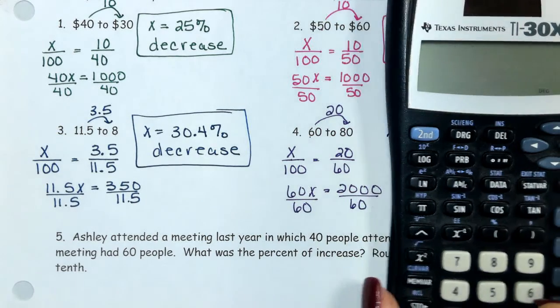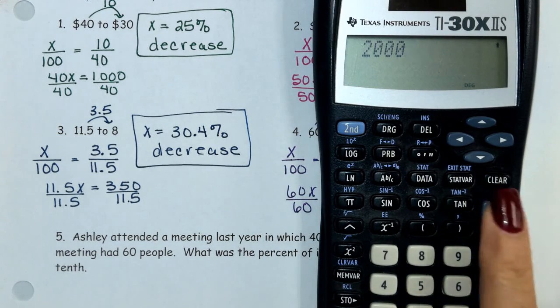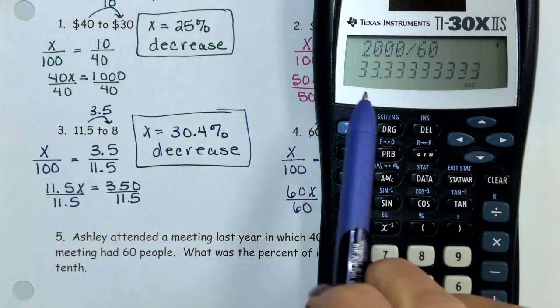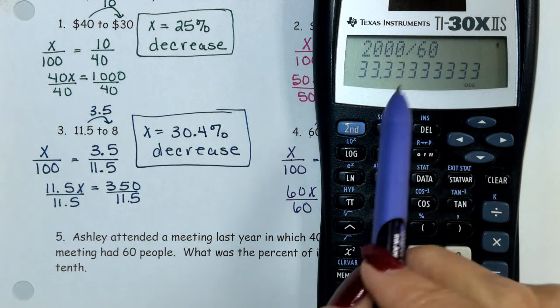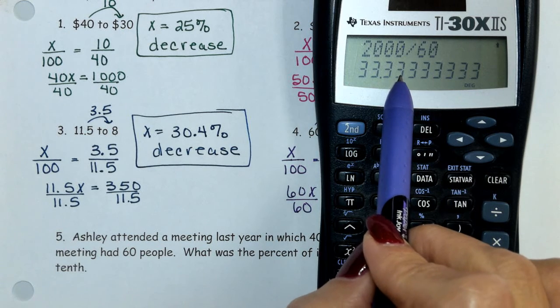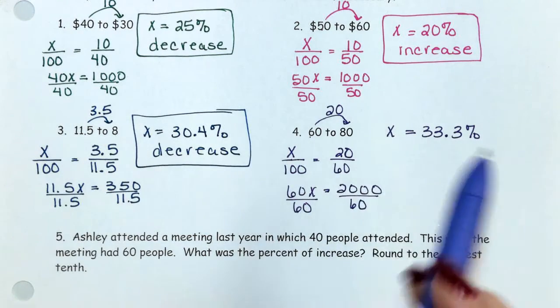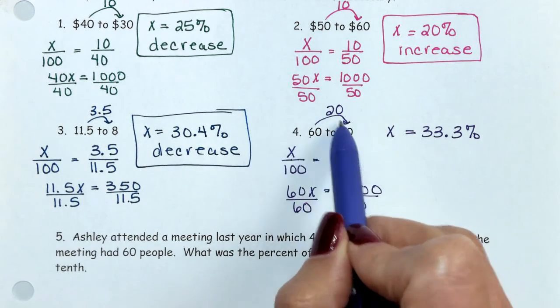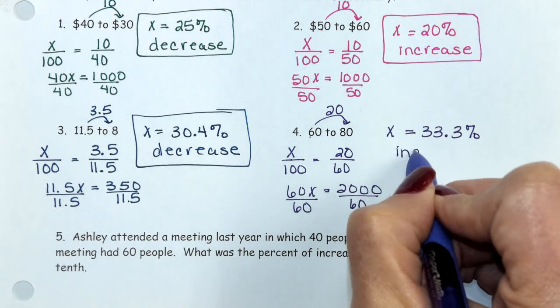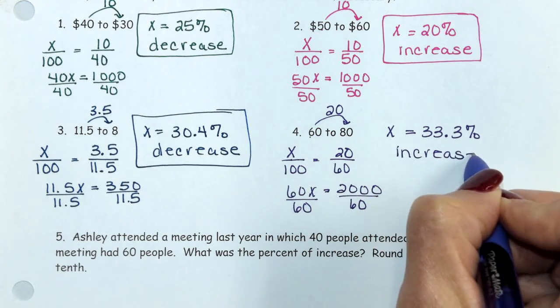So if I did 2,000 divided by 60, you're going to see I got 33.3 repeating. I'm rounding to the nearest tenth. This 3 is not enough to round that 3 up, so we're going to leave it at a 3. Is it an increase or a decrease? I went from 60 up to 80, so it would be a percent of increase.